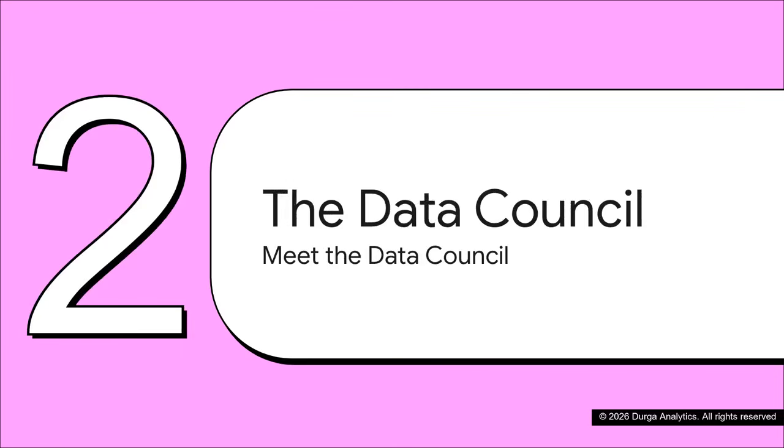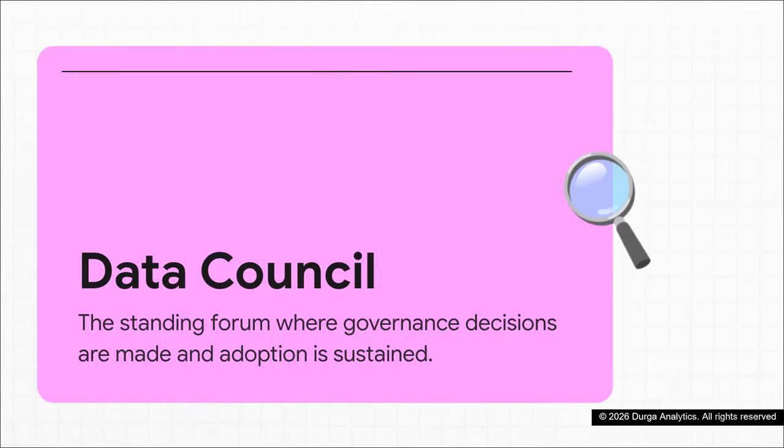Moving into Part 2, Meet the Data Council. This is the true operating heartbeat of any successful governance program. It's the place where owners, stewards, and leads actually get in a room and align. But look, a data council isn't just some recurring meeting you throw on an Outlook calendar. By definition, it's a standing forum, and it absolutely must have 3 mandatory components.